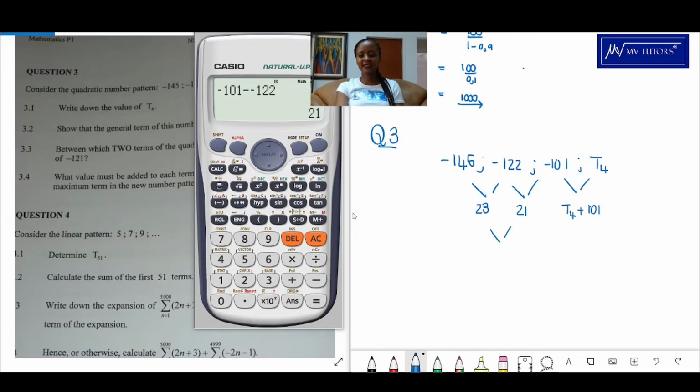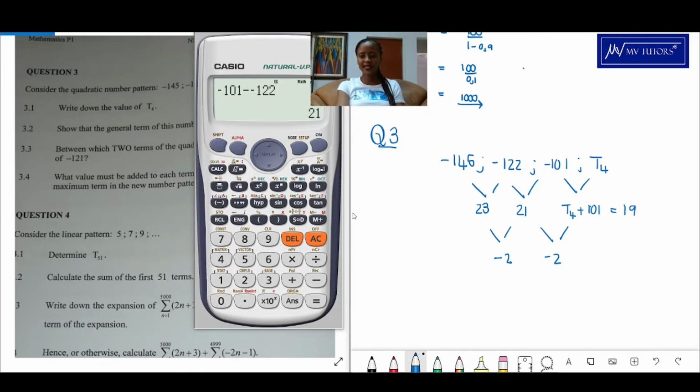Okay, and then we have the second difference. 23 to get to 21, we had to subtract 2. So even there we'll have to subtract 2. So in any case, what would be this value? If I were to take 21 and subtract 2, let me not erase it, let me just continue writing. My value there will actually be 19. Okay, 21 subtract 2, you get 19.